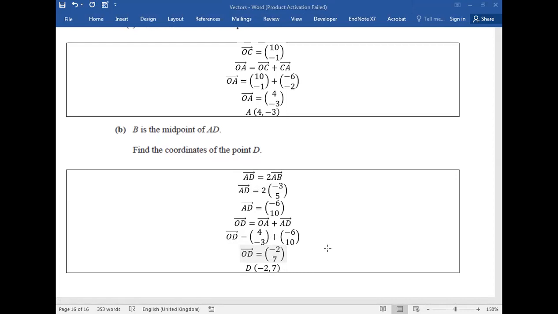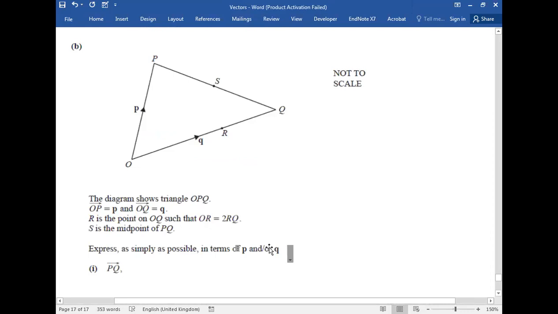Now let's have a look at part B. I urge you to draw these figures ताकि जो भी इसमें changes ratio वगैरह है हम उसको देख सकें. The diagram shows triangle OPQ. OP is P और पूरा OQ is Q. Common confusion is यहाँ dot लगा होता है, बच्चे OR को Q समझ लेते हैं. So kindly read the question for such clarifications.